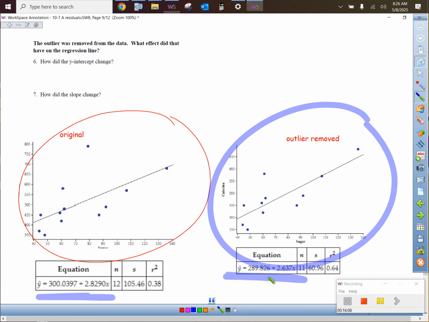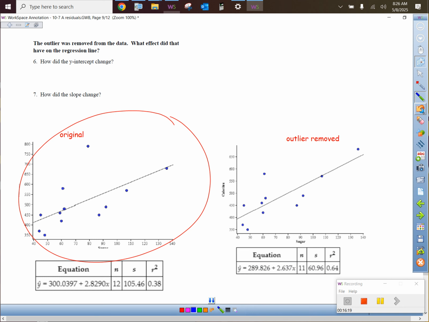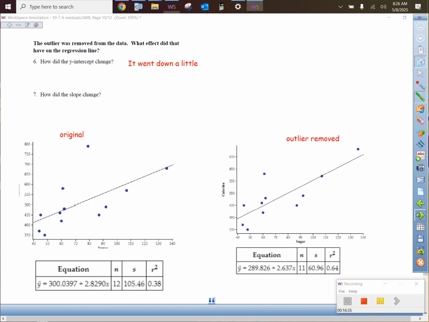So in the applet, what you have to do is go through all that data and just delete the one that was peanut M&Ms, right? You just delete it out. So what happened to the y-intercept? Here's the original. Here's the new. What happened to the y-intercept? It got smaller. By a lot or by a little? Not bad. It's off by 10-ish. You know what I mean? So it came down a little bit. Right? Came down a little.